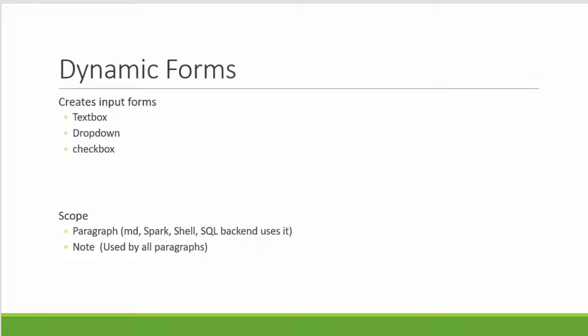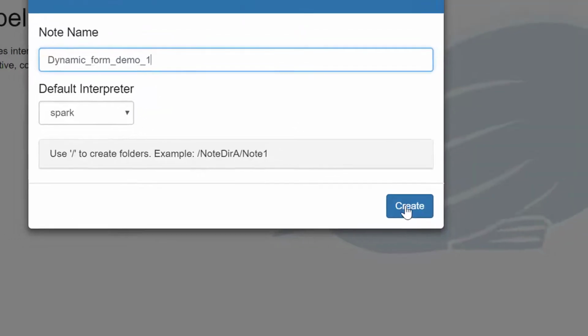So these input forms will help me to get the values either from the text box or from the drop down box or from the checkbox. And the scope of the input values that we are capturing could be only for that specific paragraph or for the entire notebook. If I am capturing for the entire notebook, wherever I am using that value, it will be applicable. Let us see examples of how to use the input elements for the paragraph scope and for the notebook scope. Let me create a new notebook.